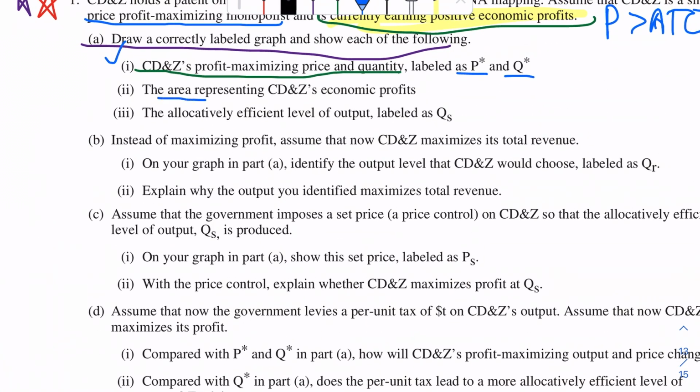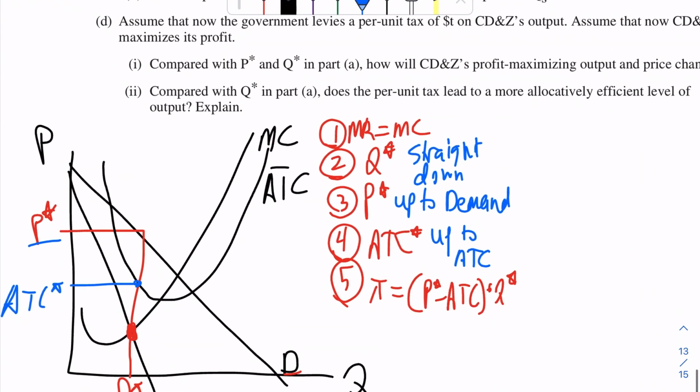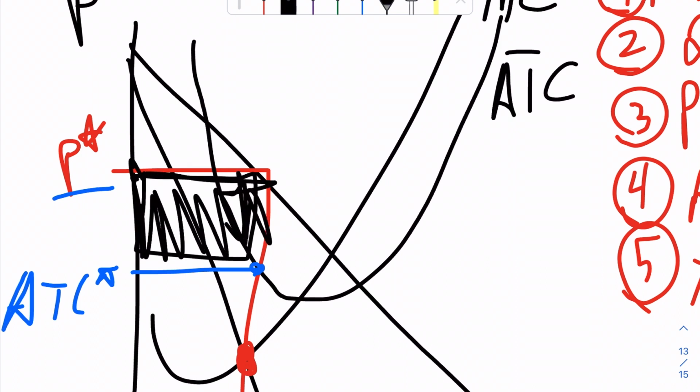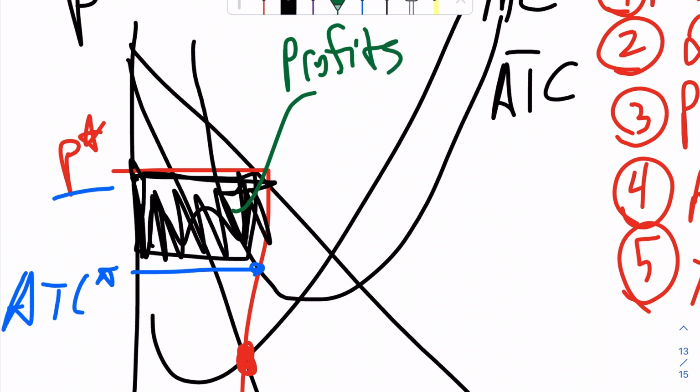Now we need to label the area representing the profits. All you have to do here is draw a square right here, and you can shade it in if you want. Then you're going to put a little arrow that says profits. This area right here is your profits.